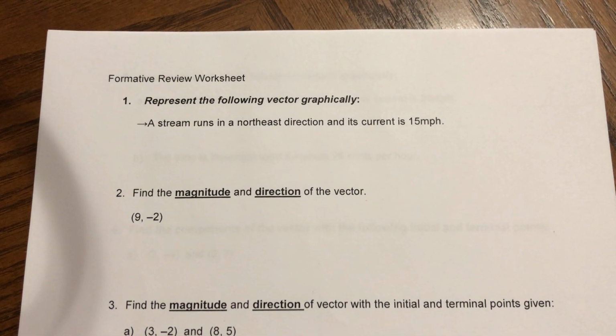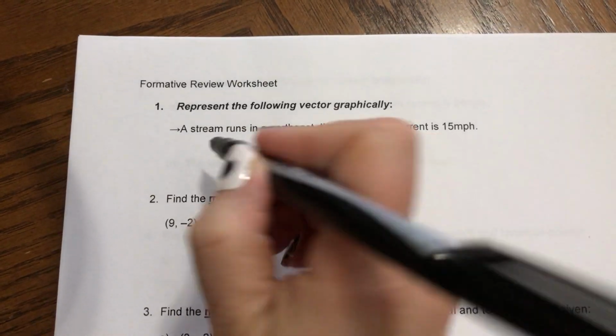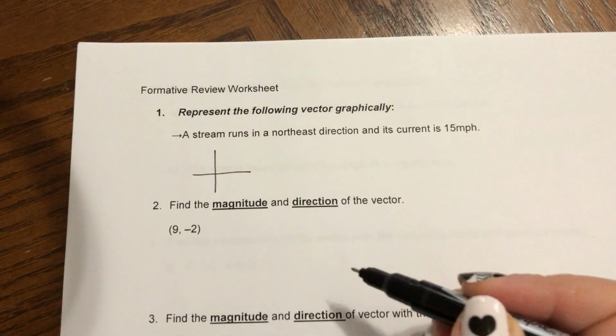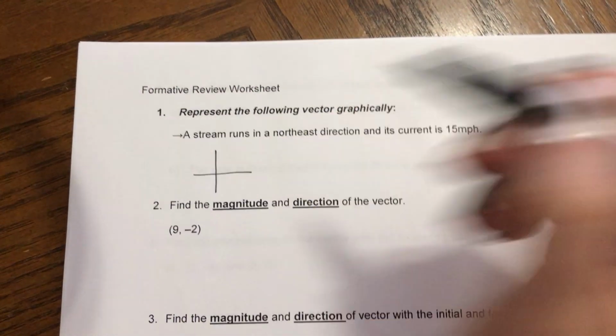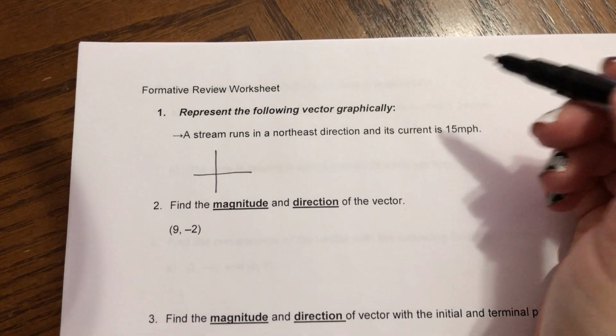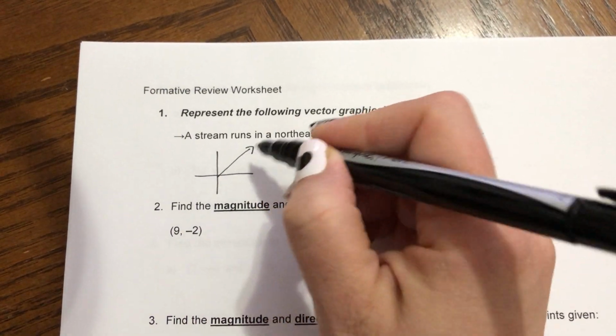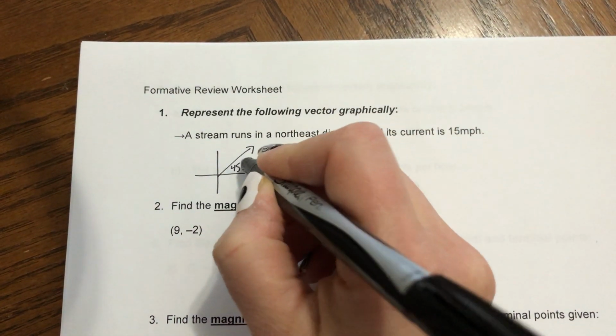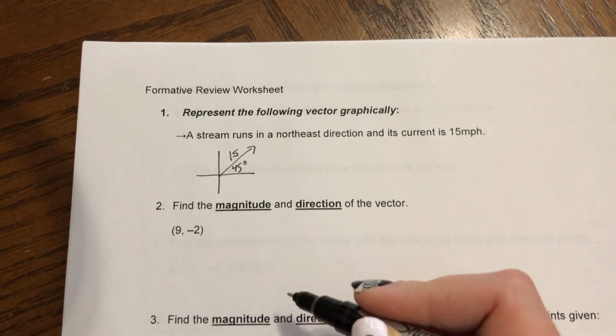Okay, so this is a review video for our vectors quiz. Number 1 says, represent the following graphically. Let me draw it and then find the components. Northeast at 15 miles per hour, that's this way. 45 degrees with a length of 15.